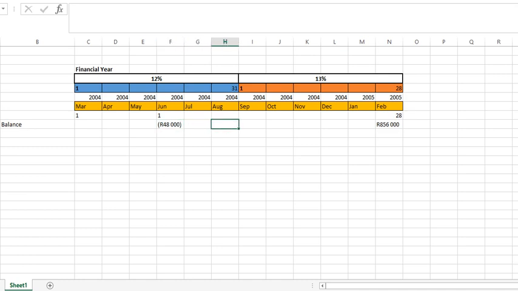On the 1st of September, we paid off 48,000 Rand, so our loan decreased by 48,000 Rand. And then again, on the 1st of December, our loan amount decreased by 48,000 Rand to eventually get to a balance of 856,000 Rand.